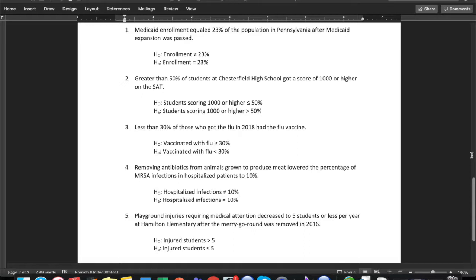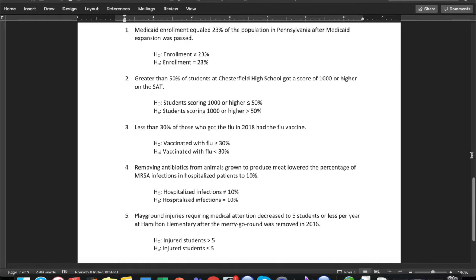Well, it's asking here, did it equal 23%? And it did equal 23%, by the way. That's what we found the number in Pennsylvania was after Medicaid expansion. So it's not asking that. You have to see what the actual question is asking. So it's saying, did it equal 23%? And so we would assume that it did not equal 23%, and we would be trying to prove that it did equal 23%. I tried to vary the language here because you're going to see different wording depending on your use case.